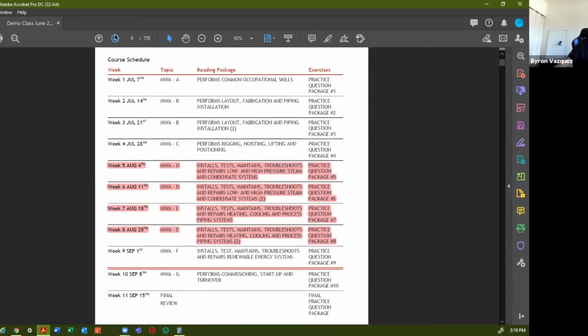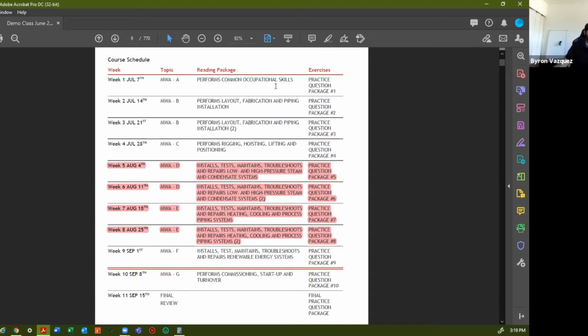So this is the course syllabus that I prepared and submitted. As you can see, on a weekly basis, you're going to be given a reading package for the topic of the week, which will be a major work activity. So we're not going to be looking at anything else. We are strictly going to be using the RSOS. And so on a weekly basis, you will receive a reading package and a practice question package.